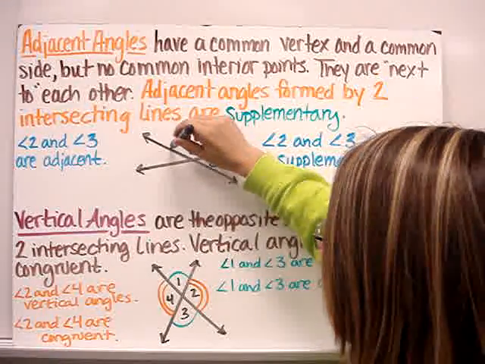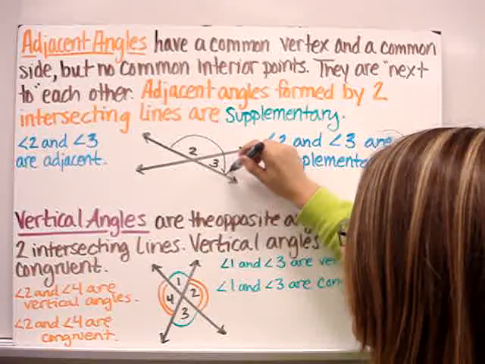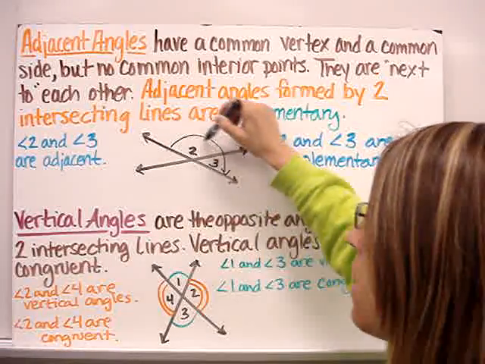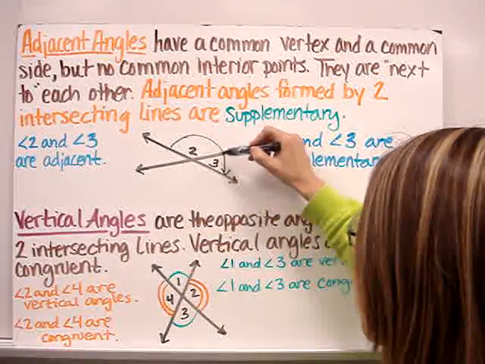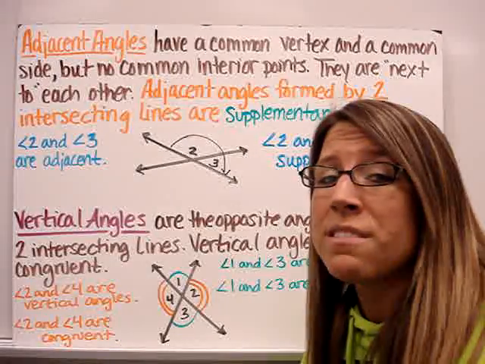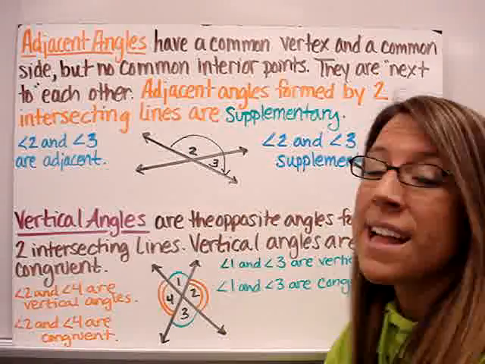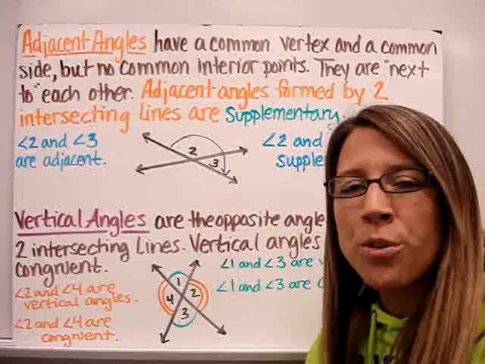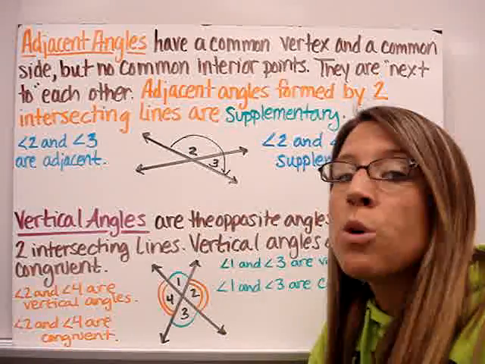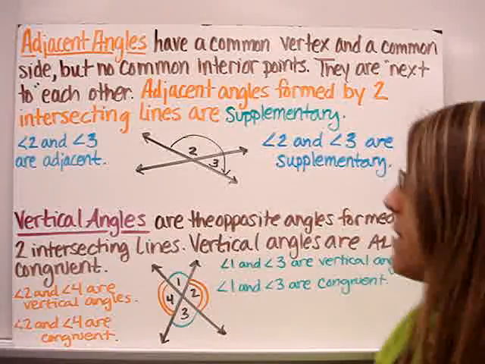Remember that a straight line has 180 degrees. So from here to here, I know that's an obtuse angle, and I know this is an acute angle. I don't know their exact measures, but I do know they're supplementary because together they create that straight line, that 180-degree angle. So I know that those two together are supplementary.